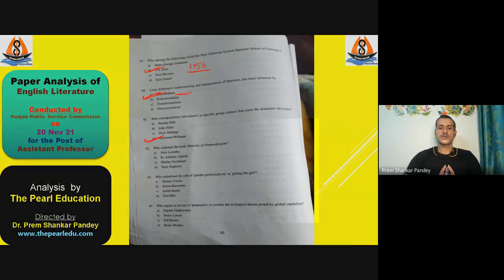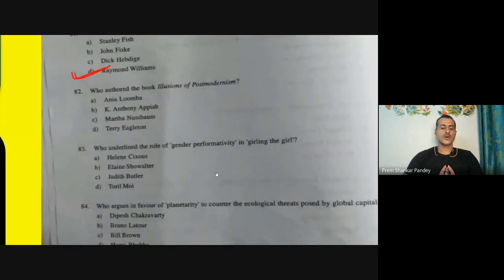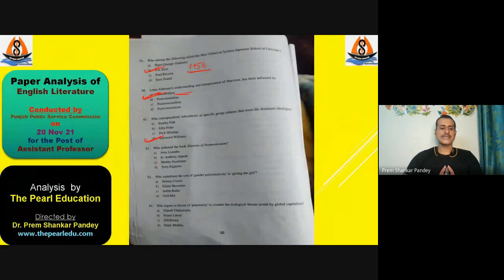The next question, who is the author of the book Illusions of Postmodernism? There's a lot of description of ambivalence and contradiction in the postmodern period as shown by Terry Eagleton. Terry Eagleton is the right option here. Illusions of Postmodernism.